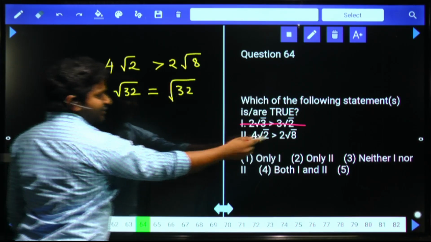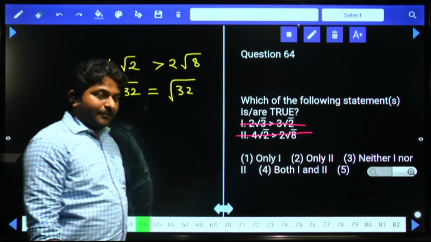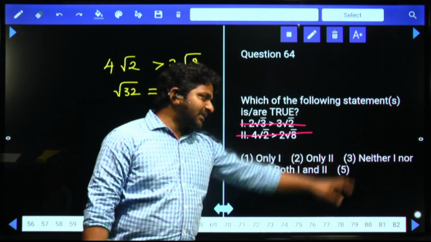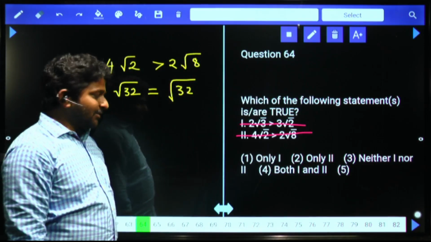But here the condition is greater. This cannot be the one. So which is true? None is true. So the answer is the third option, neither one nor two.